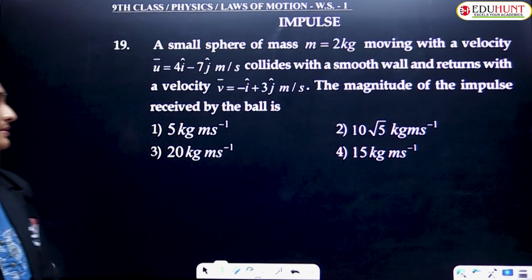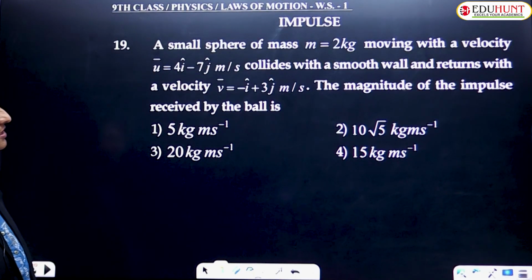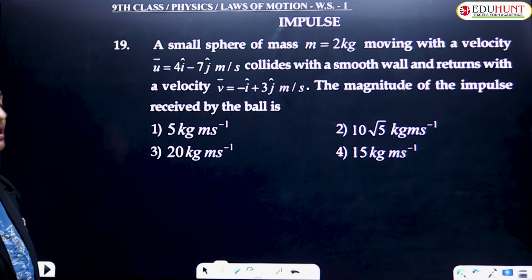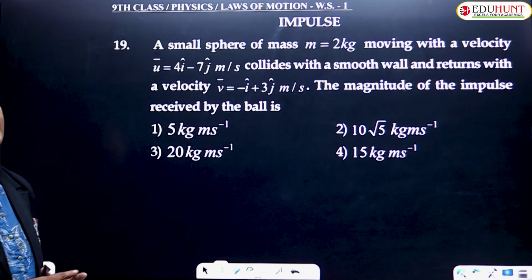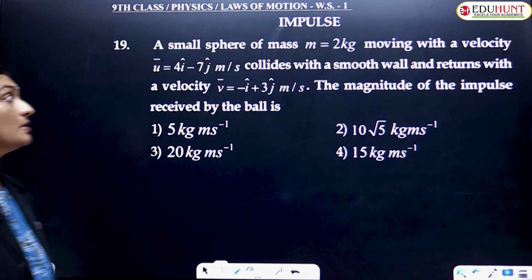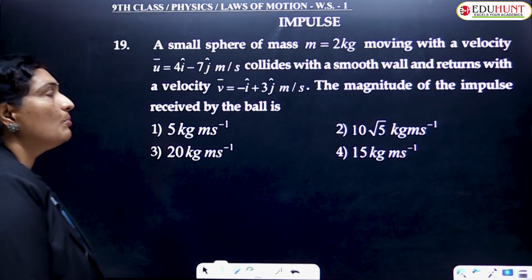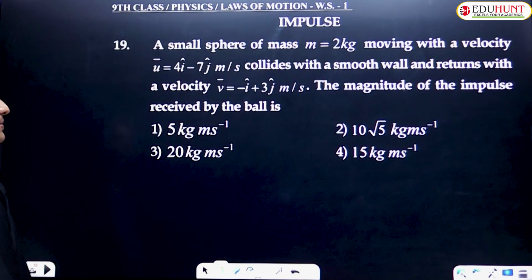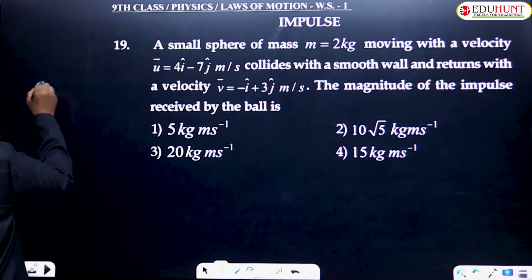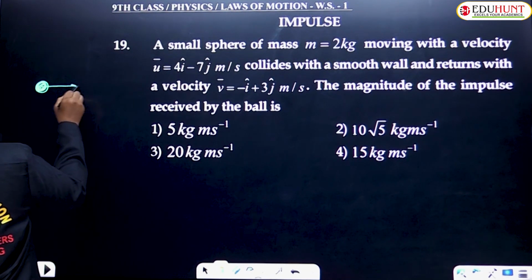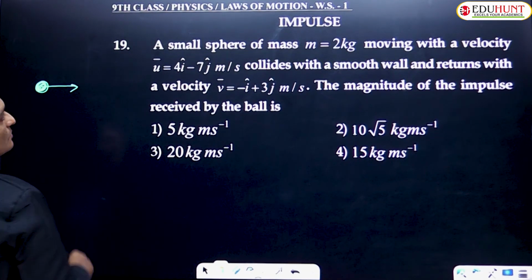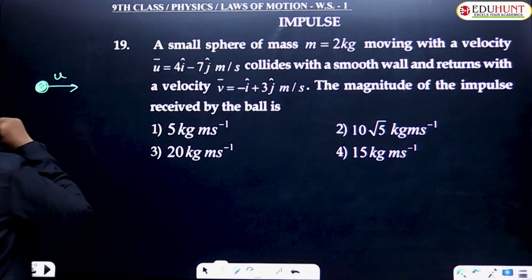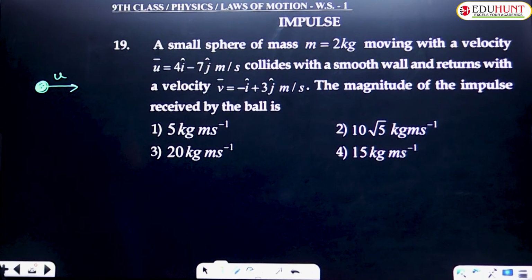Okay, well, now let us move to the next topic, that is impulse concept, numericals based on the impulse concept. So what is given here, children? A small sphere of mass 2 kg is given, moving with a velocity of 4 i cap minus 7 j cap meter per second. So a small sphere is moving with some initial speed u, that is 4 i cap minus 7 j cap meter per second.